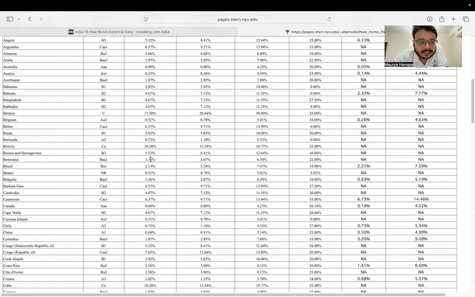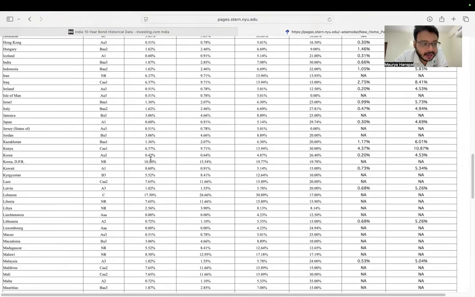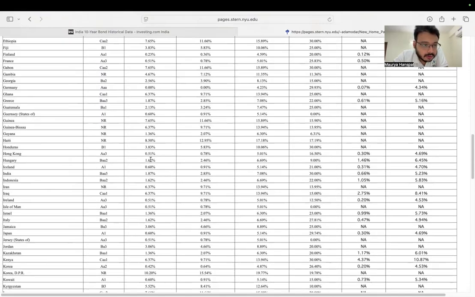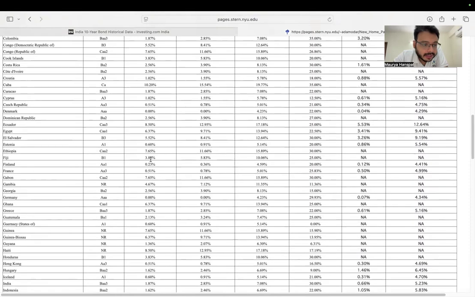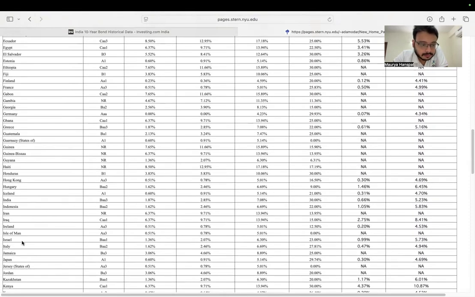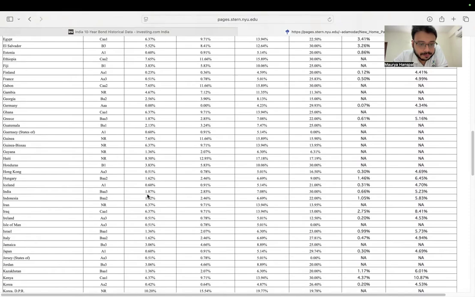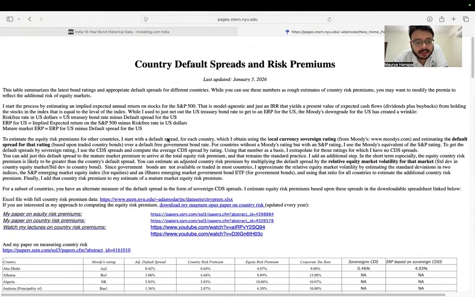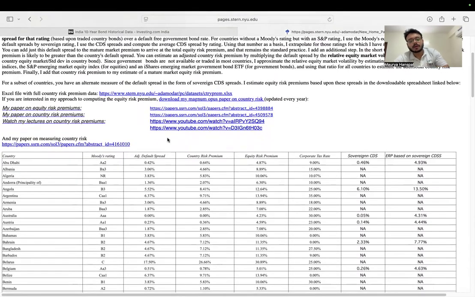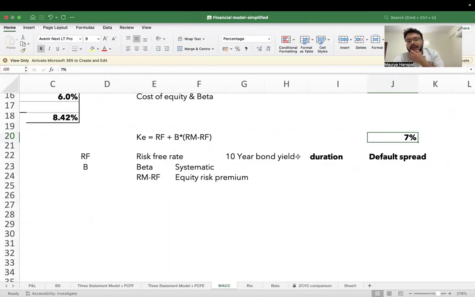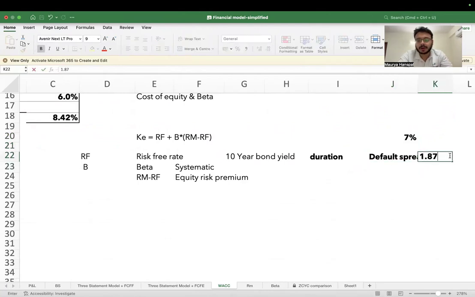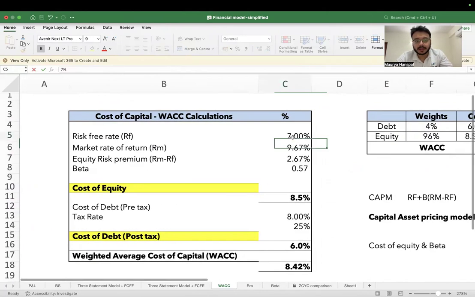So यहाँ पे if I see the adjusted default spread and if I just go to India, this is again in alphabetical order. India कहाँ है? ये रहा India. It is 1.87. So 1.87 becomes my adjusted default spread. So this number of 1.87, I can simply take it to my Excel, right? So my default spread in this case was 1.87, or I can just simply go in here, right?